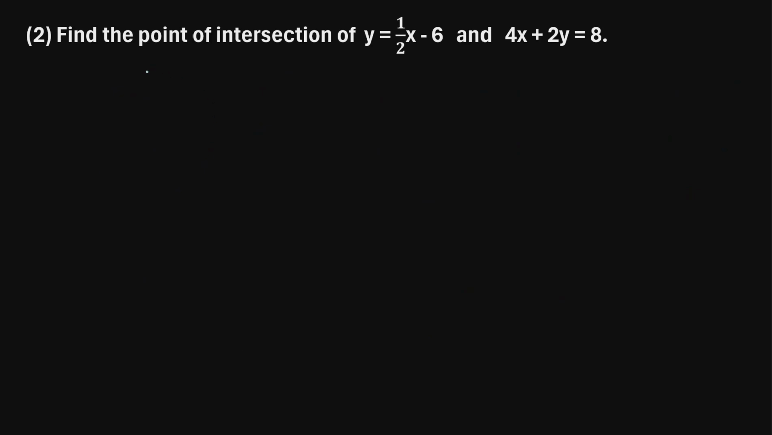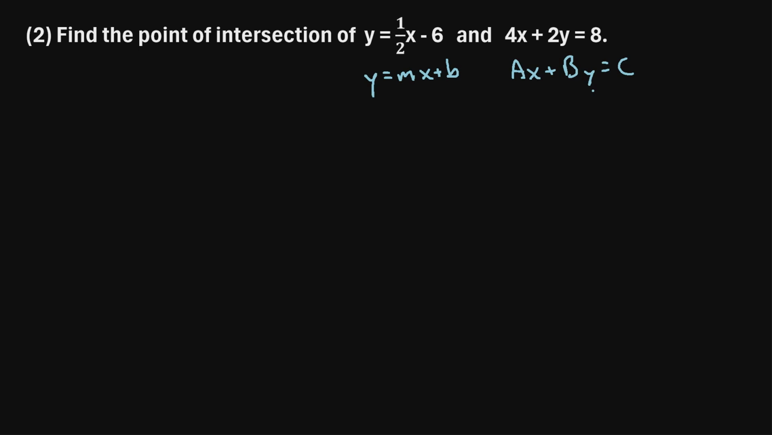All right, let's try one more example. This one says, find the point of intersection of the lines y equals 1/2 x minus 6 and 4x plus 2y is equal to 8. Now, in this example, we'll notice that the first line is written in y equals mx plus b, so slope-intercept form. But this second line is actually written in standard form, which is ax plus by is equal to c.